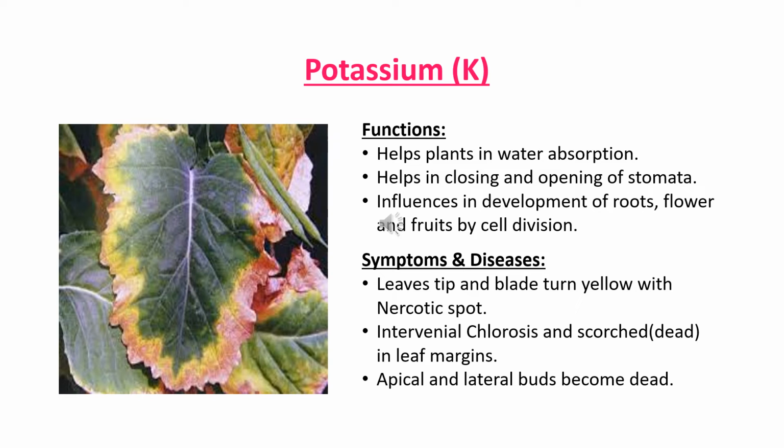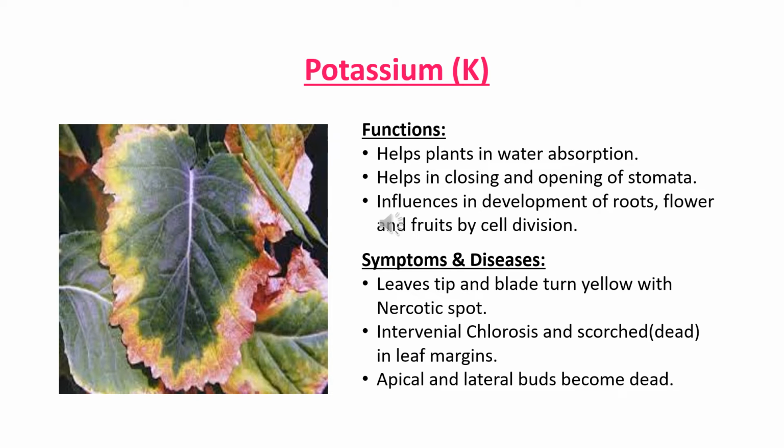Okay, you know water is a universal solvent, and in the presence of water, it is a solution for the cell cytoplasm, and it helps in cell division. And what are the symptoms that occur for this lack of potassium? Leaf tip and blade turn yellow with necrotic spots. Look here at the border of the leaves, they turn yellow, and the marginal places turn into necrotic spots. What is a necrotic spot?